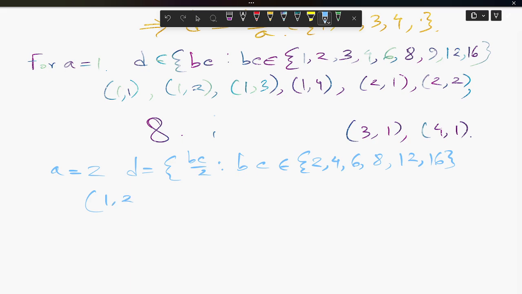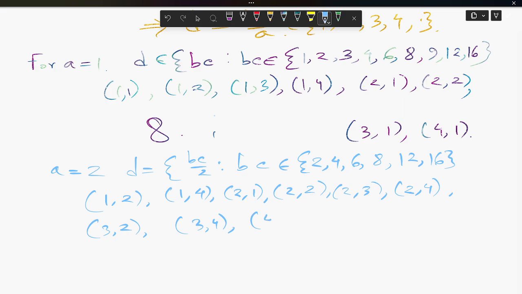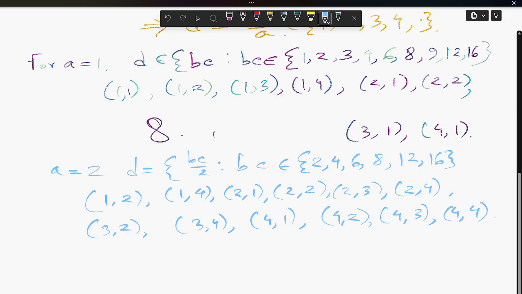So our valid choices will be 1 comma 2, 1 comma 4, 2 comma 1, 2 comma 2, 2 comma 3, then 2 comma 4, then 3 comma 2, 3 comma 4, 4 comma 1, 4 comma 2, 4 comma 3, and the last choice will be 4 comma 4. So we will get total 12 cases here.